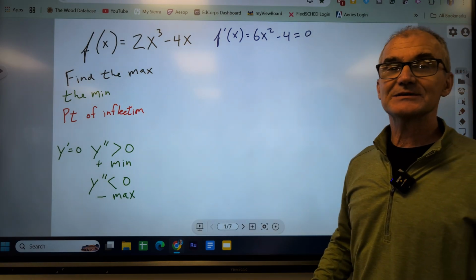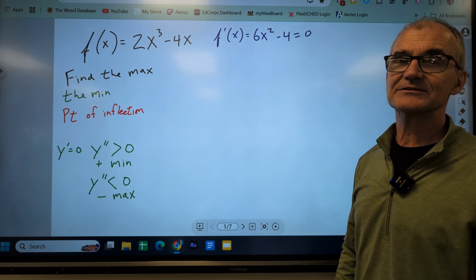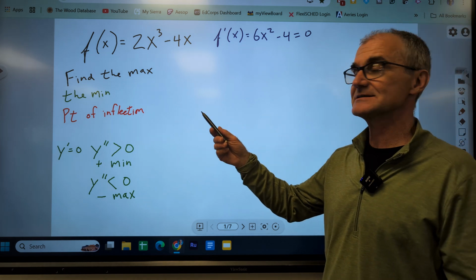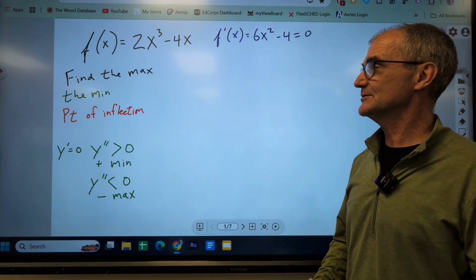I am in IB Math SL, Analysis and Approaches, Topic 5, Calculus. And what we are going to do today in this problem is find a max, a min, and an inflection point. We're going to go over a few different things.